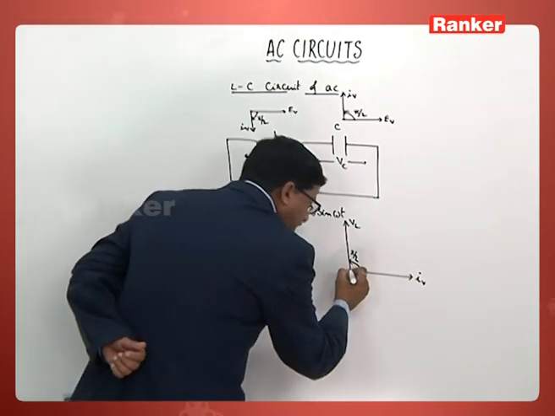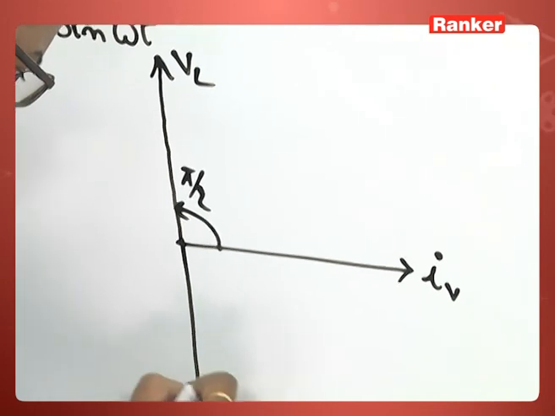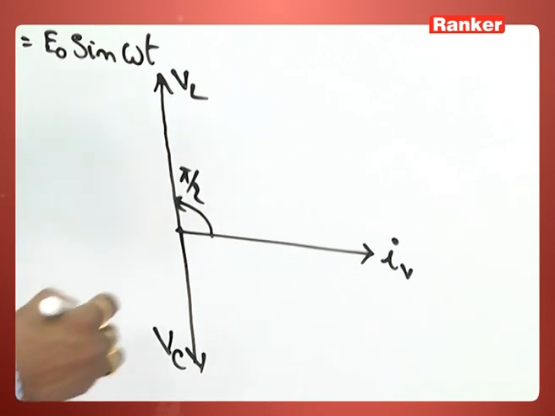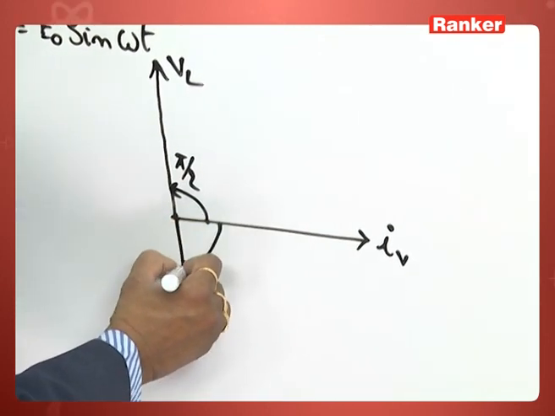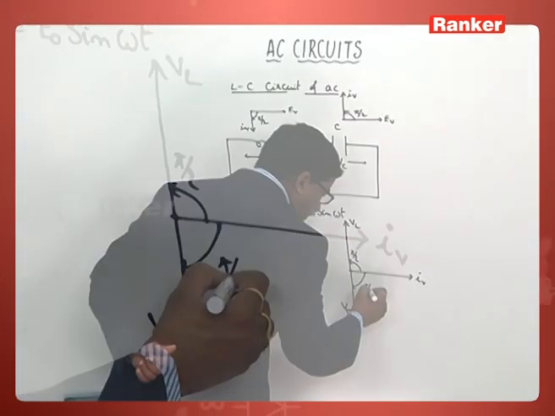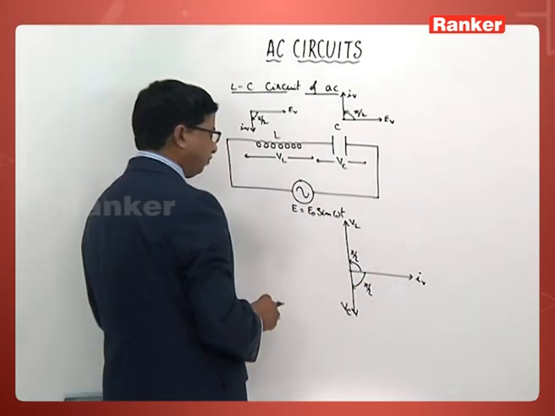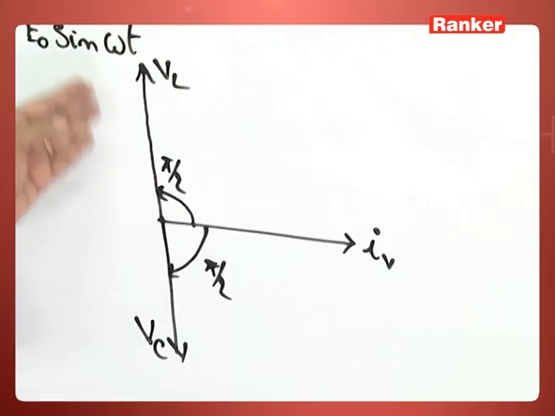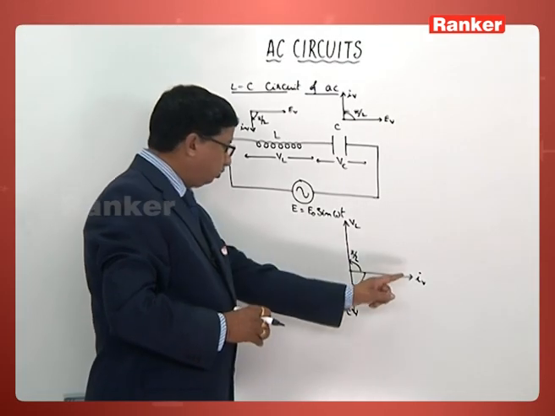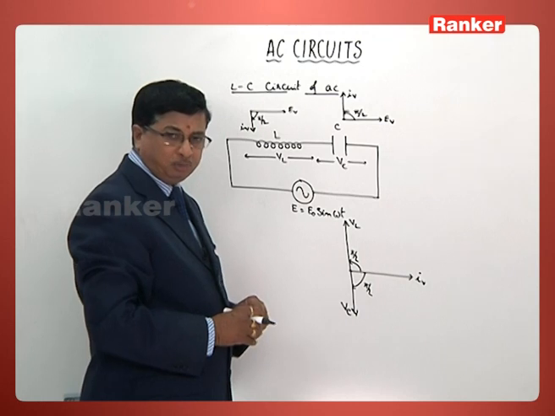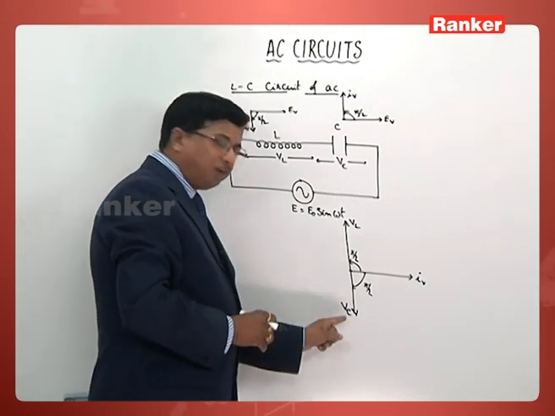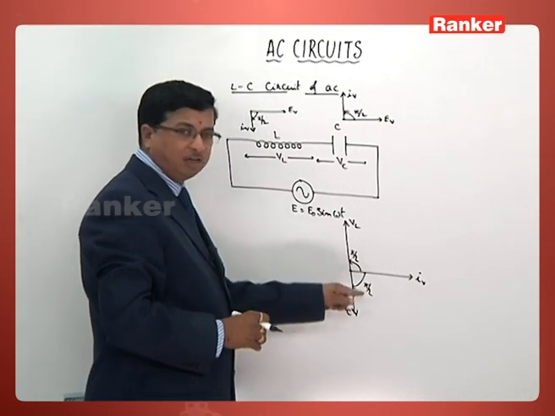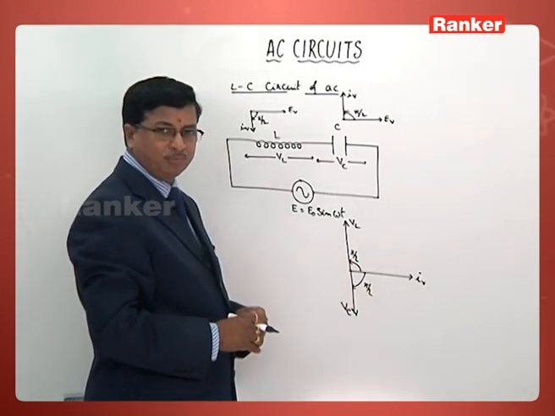Similarly, this Vc, the potential difference across the capacitor, lags behind this current by pi by 2 radian. So we find that VL is upward, leading the current by pi by 2, and Vc is downward, lagging behind that current by pi by 2 radian.